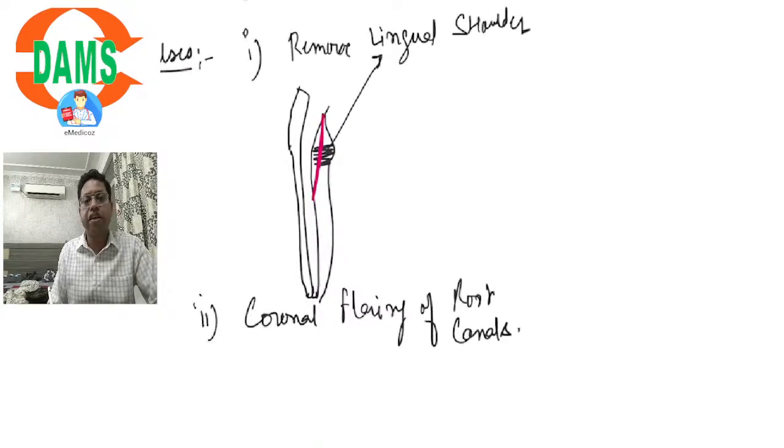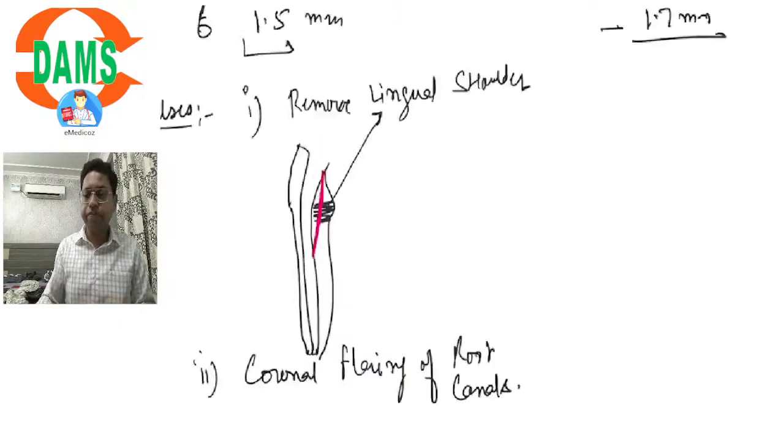Coronal flaring of root canals. Whenever we do cleaning and shaping of the root canal and we have to enlarge the coronal 1/3 of the root canal, we can do that easily with the help of GG drills. But remember, only the coronal 1/3 up to middle 1/3. Never is it taken to the apical 1/3.